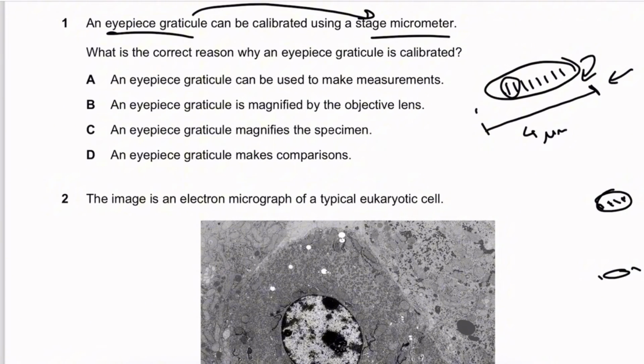So an eyepiece graticle can be used to make measurements. An eyepiece graticle is magnified by the objective lens? No, as I mentioned, it's fitted onto the eyepiece lens. An eyepiece graticle magnifies the specimen? No, that's the role of the objective and the eyepiece lenses, not the thing that we fit onto the eyepiece lens. An eyepiece graticle makes comparisons? Makes comparisons or can be used to make measurements. I believe that the reason we calibrate it is to be able to make measurements.